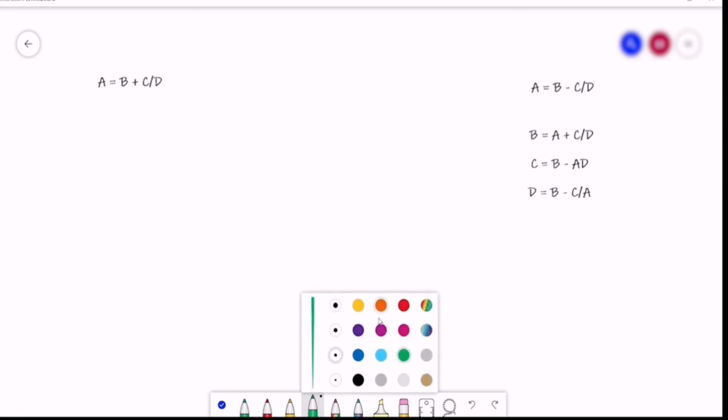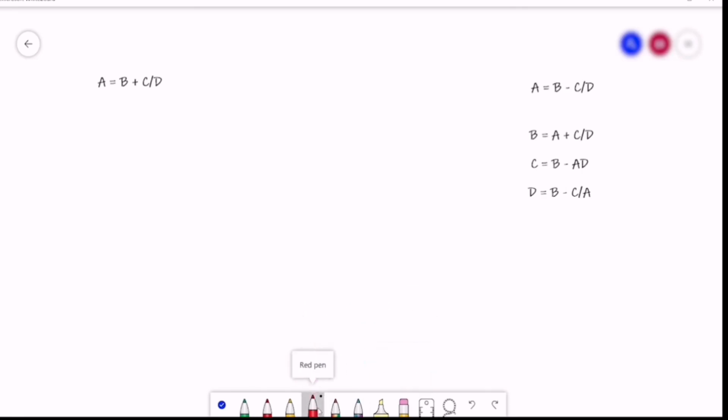Alright, so there we go. Those are actually the derived versions of this formula whenever each of the terms here is missing. So whenever B is missing, we would have the formula B is equal to A plus C over D. Whenever C is missing, we would have the formula C is equal to B minus AD. And whenever D is missing, you would have to calculate B minus C over A.